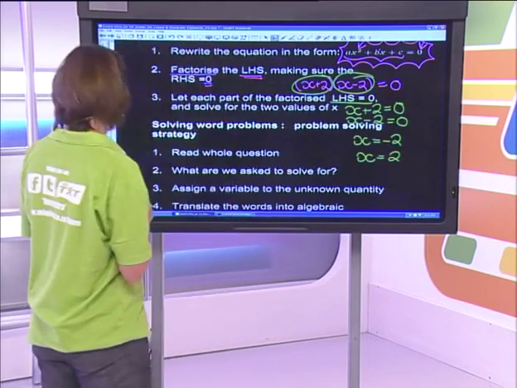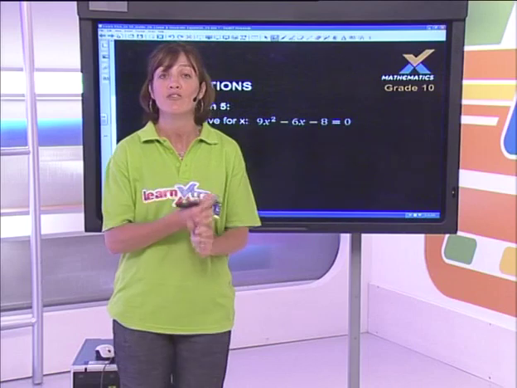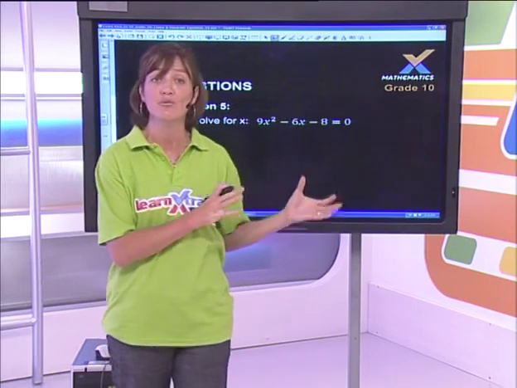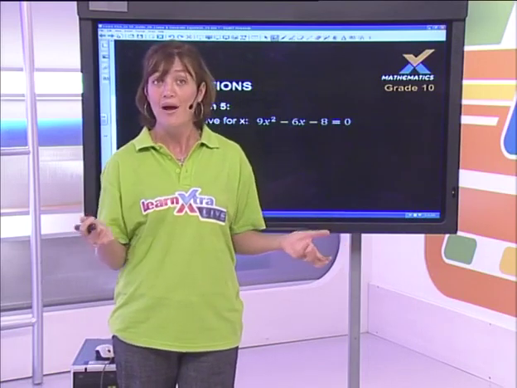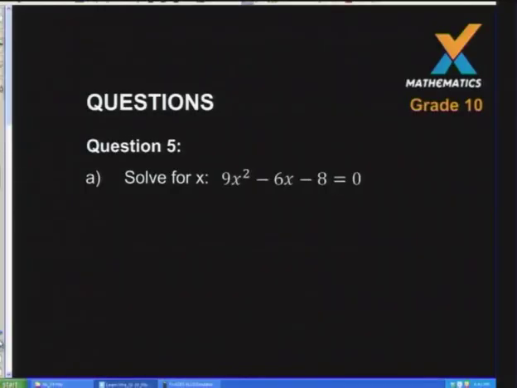So let's practice some. I have got 9x squared minus 6x minus 8 is equal to 0. Step number 1 is already done for us because everything is already on the left-hand side. The right-hand side is already equal to 0. So that's done. Now we have to factorize the left-hand side.